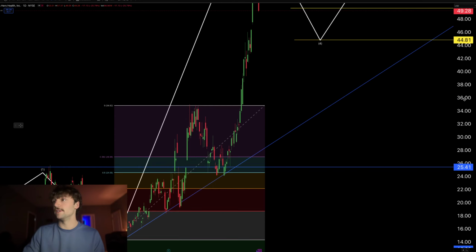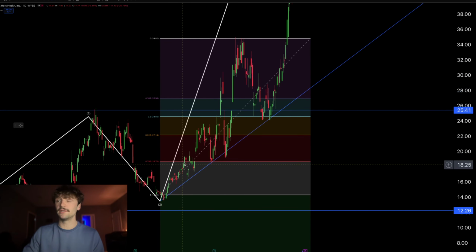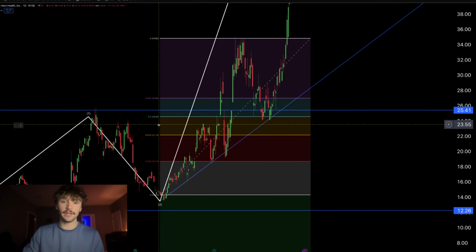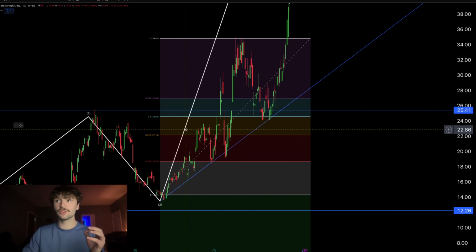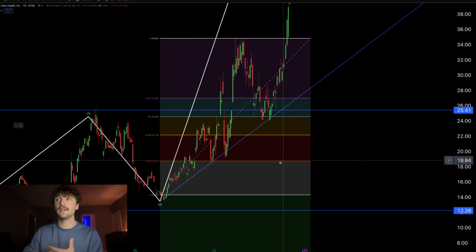I'll go ahead and zoom in here. What you want to look for is this thing called the golden zone, which is going to be right here, this orange bar. And this is your 0.618 retracement. Now, this is a great area to look to buy after an impulse move. A lot of times you'll see the price retrace back to this and then move on.